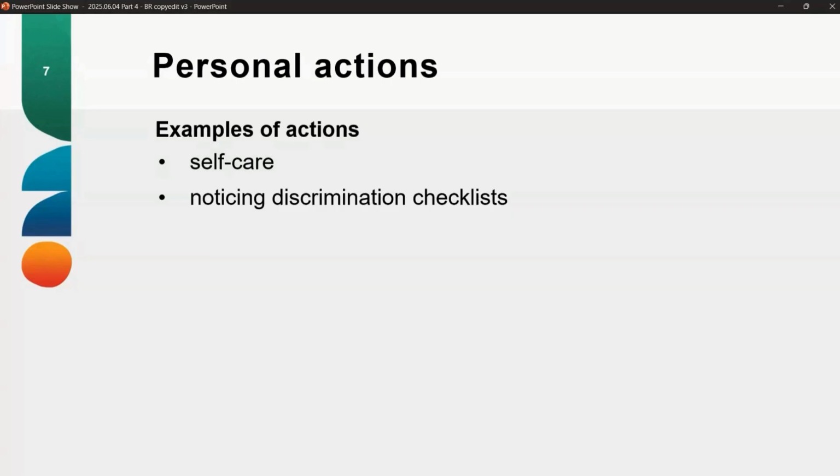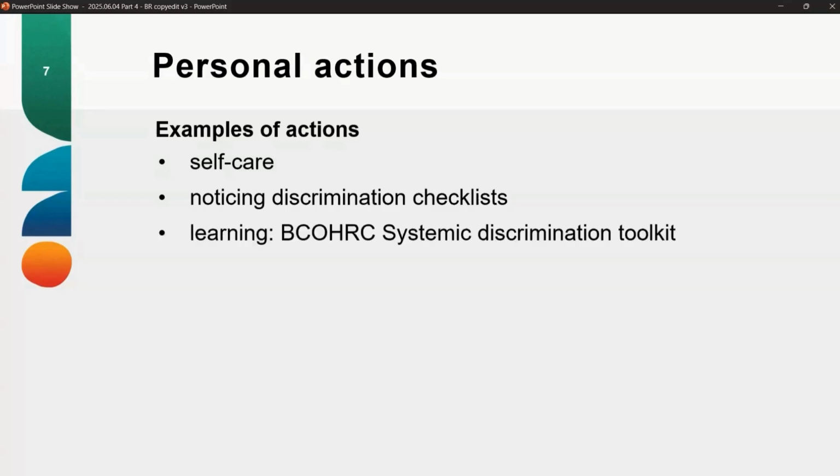Another personal action is using our Noticing Discrimination checklist. Checklists shared earlier for identifying systemic discrimination in organization and daily lives are useful tools to support personal learning before considering higher levels of action. Learning about systemic discrimination is an important personal action, no matter what level you are in your understanding. BCOHRC's Systemic Discrimination Toolkit includes videos, an infographic and conversation guide, a web page, workshops, and experiential learning sessions to support learning.